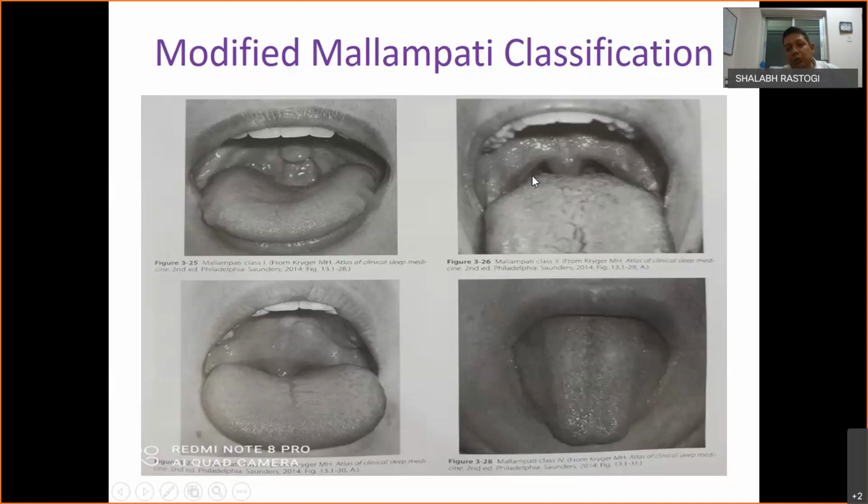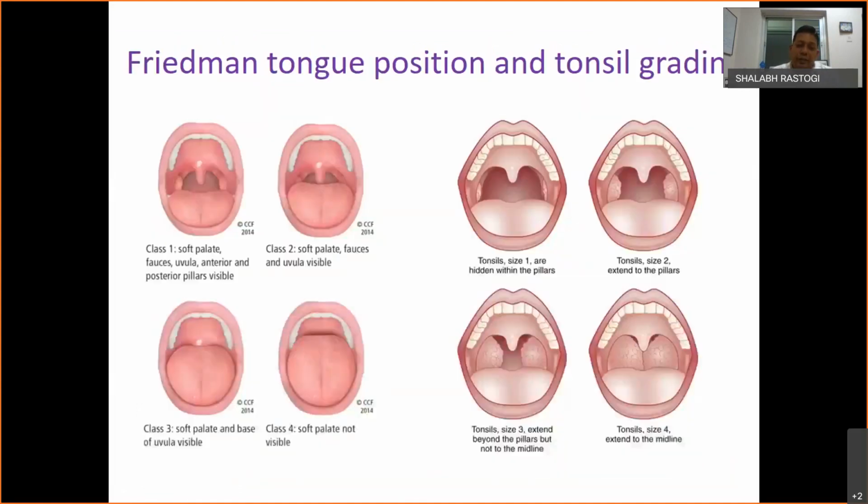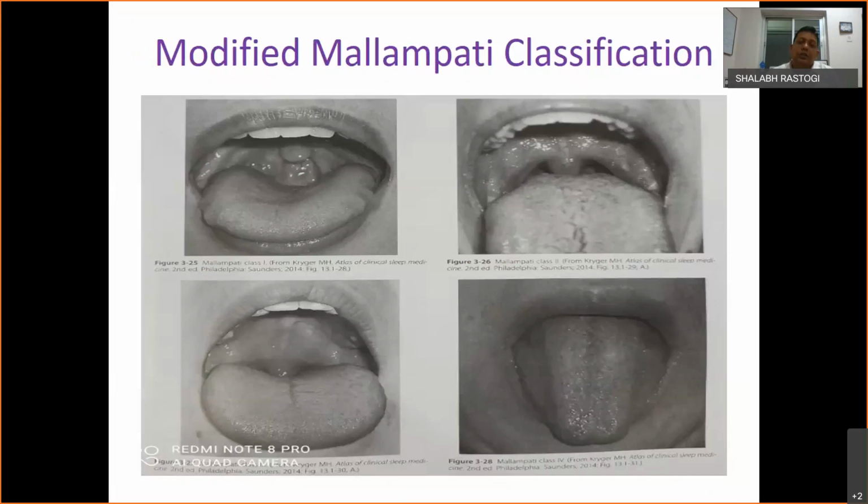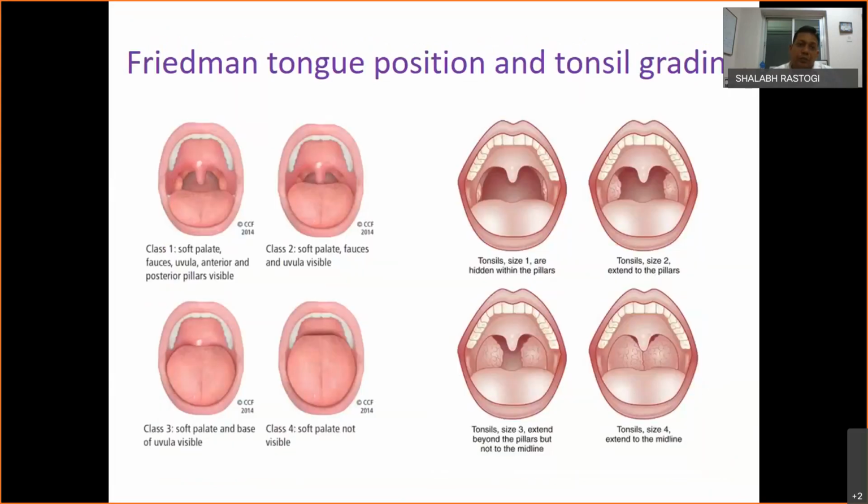In grade 2, you see only the soft palate arch fully, but only partially the tonsil and partially the length of the uvula. In grade 3, you can see only the base of the uvula. Later on, it has been modified and a fourth grade was added in which you cannot see the soft palate. You can only see the hard palate. So taking inspiration from this modified Mallampati classification, Friedman has given various categories for tongue position and tonsils.